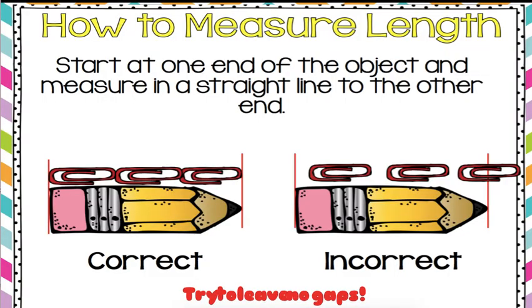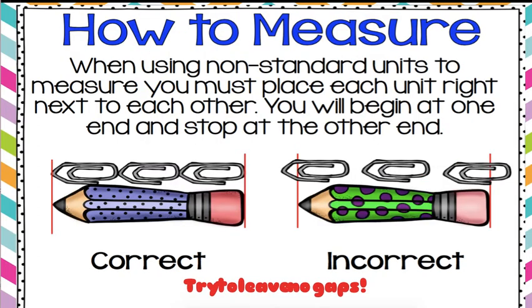So how to measure length: start at the end of an object and measure in a straight line to the other end. Make sure that they are all at the same start line. You can see the one that is incorrect. Try not to leave gaps.